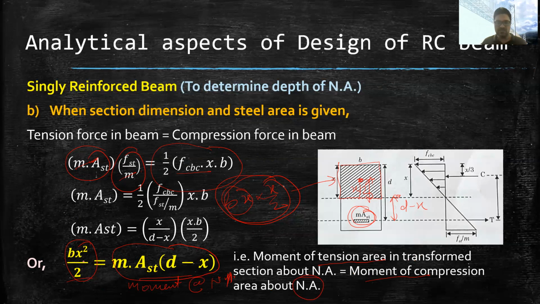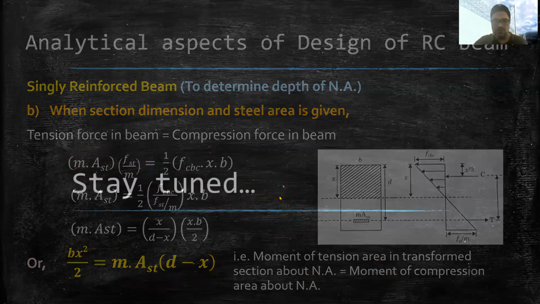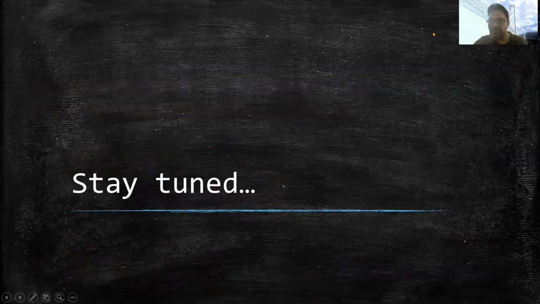So this is how we can refer to this. Bx square by 2 will be the moment of compression area, and M into AST bracket D minus X will be the moment of tension area in the transformed section. Once we get this equation, we will be able to find out the value of x, because with this equation it will be turned into a quadratic equation, and with that we will be able to solve it. So we will continue this discussion in the next part. Thank you.